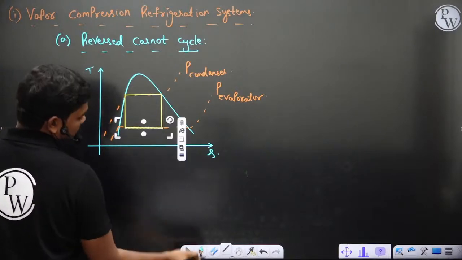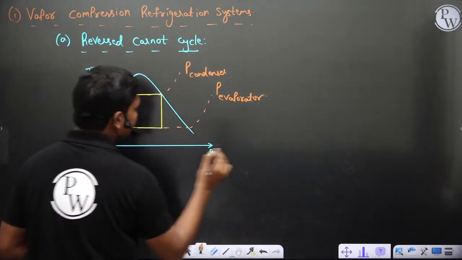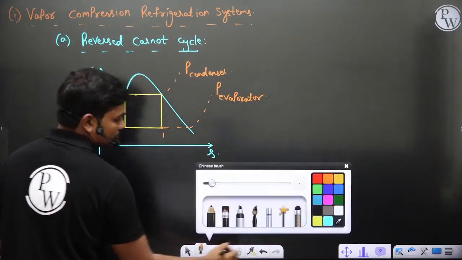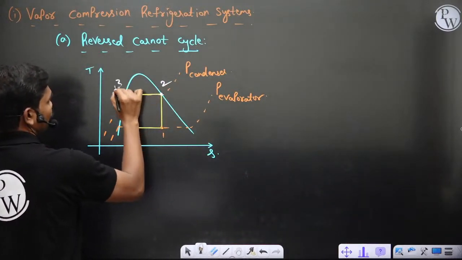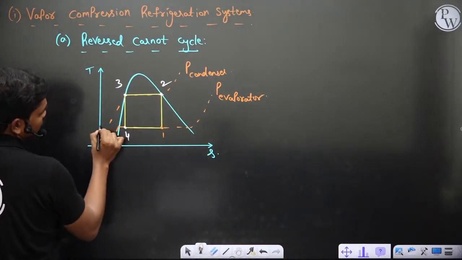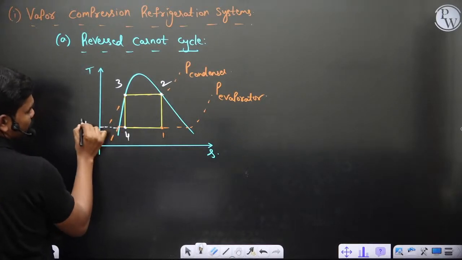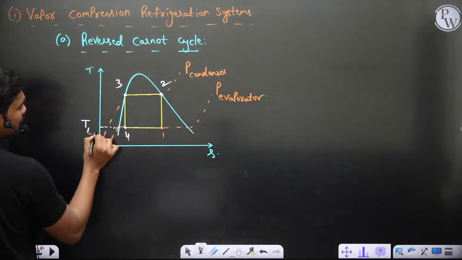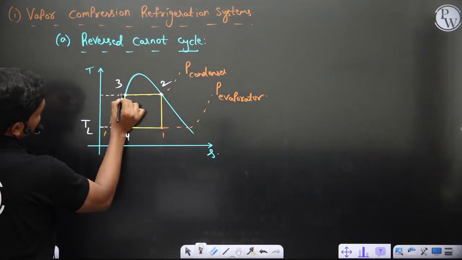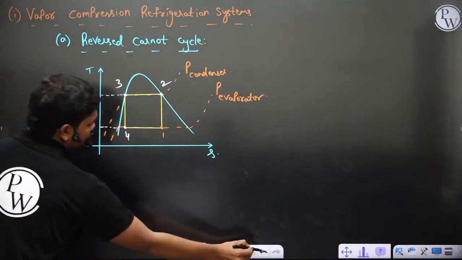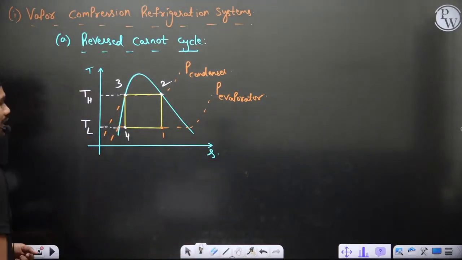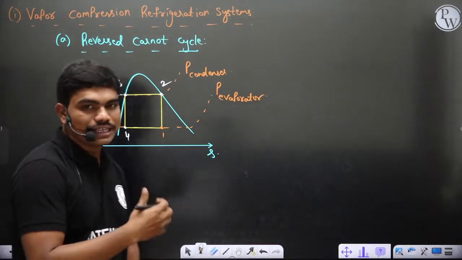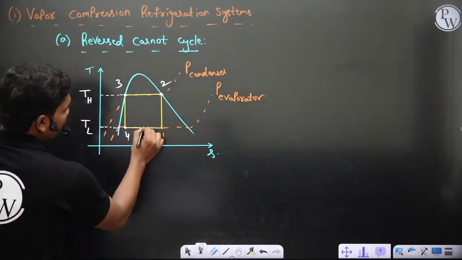So let us say here you have the system, something like 1, 2, 3, 4. Okay, and the saturation pressure or saturation temperature corresponding to P evaporator is TL, and this point is TH actually here. Okay, so this is your TH. Now, clearly this is a Carnot cycle, reversed Carnot cycle, of course.